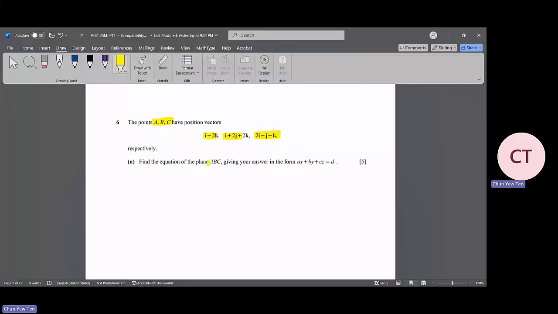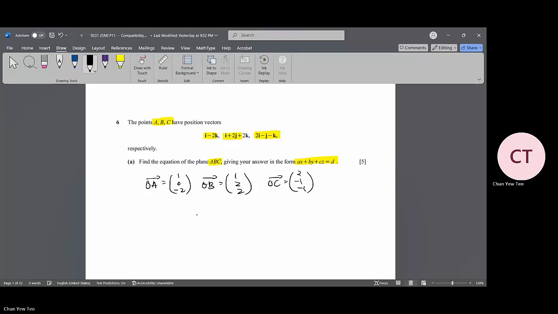Find the equation of the plane ABC, giving your answer in the form ax plus by plus cz equal to d. So what I need to do is write down OA as 1, 0, negative 2, OB as 1, 2, 2. I write them in the matrix form. OC is 2, negative 1, negative 1. Okay, then to find the equation of the plane ABC, I need to find vector AB, just take B minus A. And find the vector AC, just take C minus A.